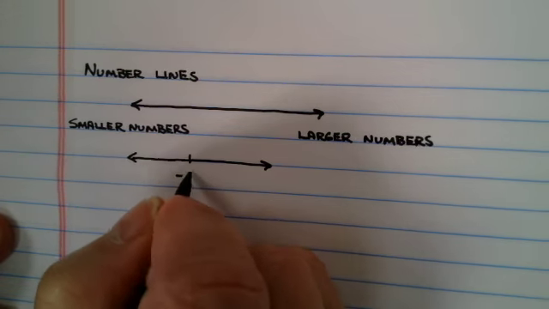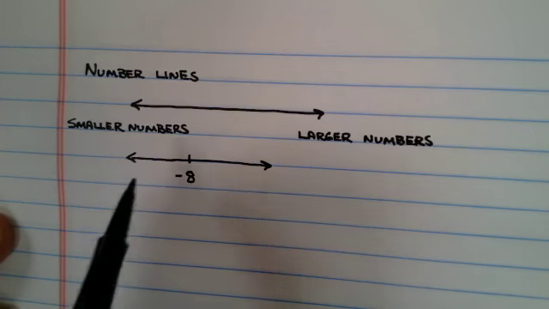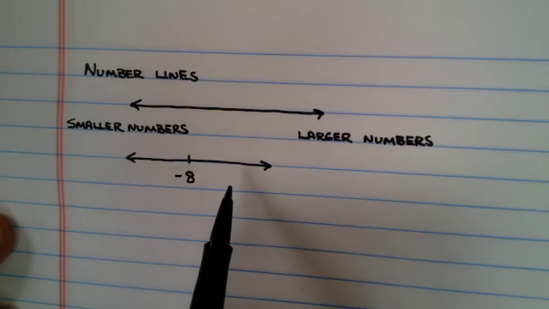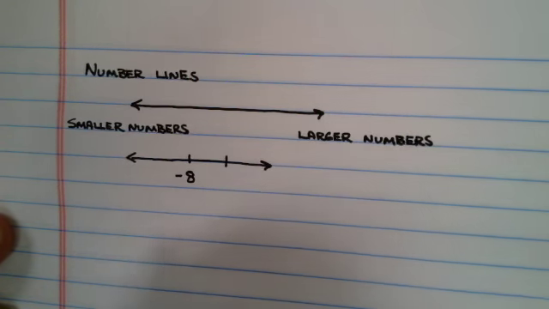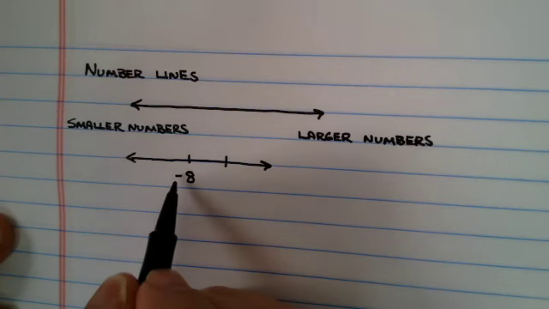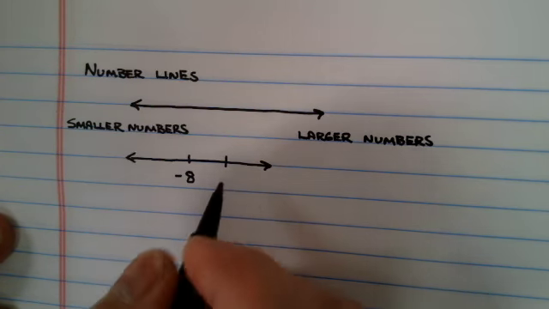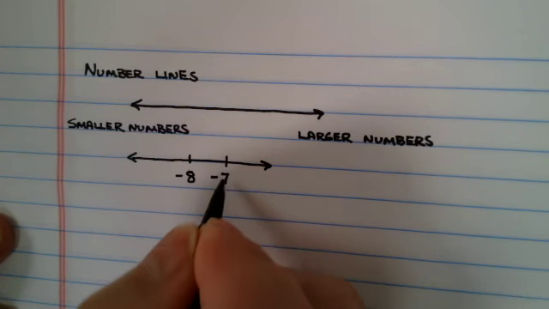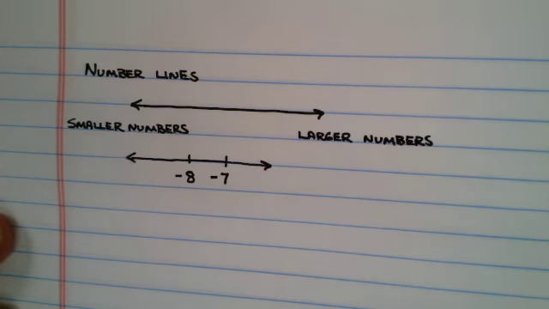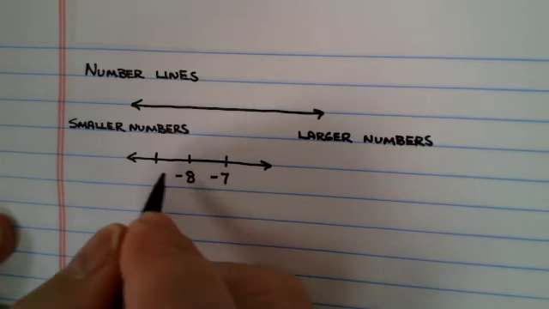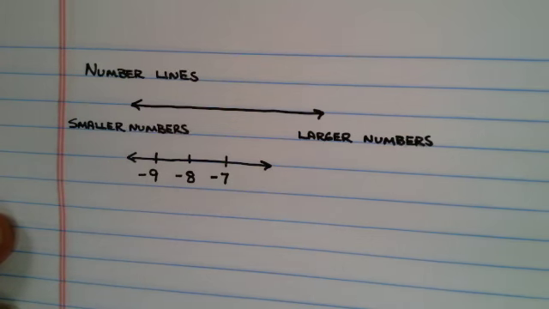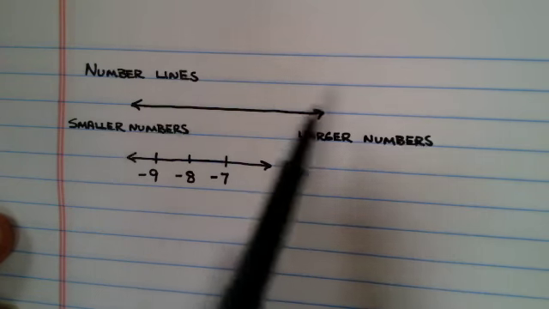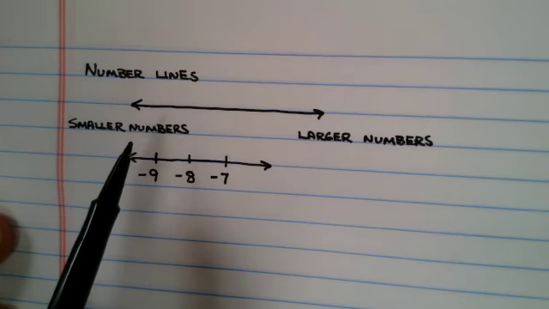So if I have a number like -8, and I start to draw this number line, numbers on this side of -8 better be bigger than -8. If I go by ones, what number is bigger than -8? -7. -7 is actually bigger than -8. What number is smaller than -8? -9. -9 is actually smaller. So this is a review of number lines themselves.